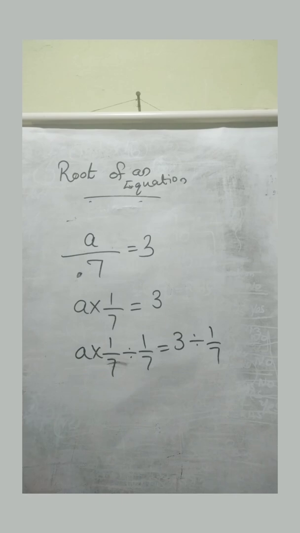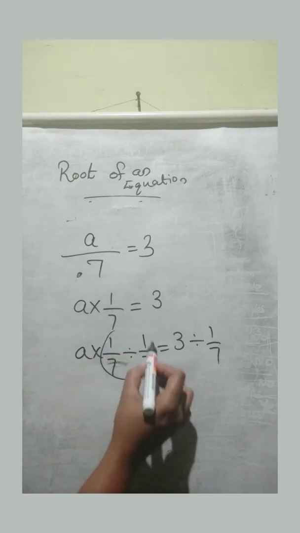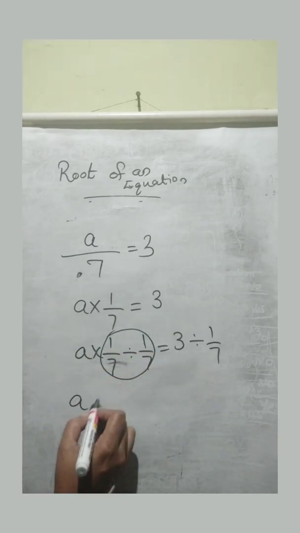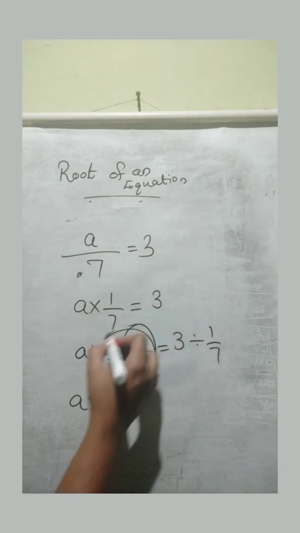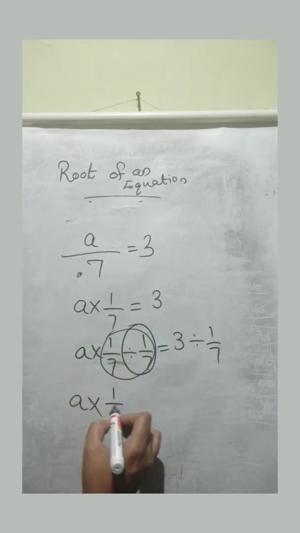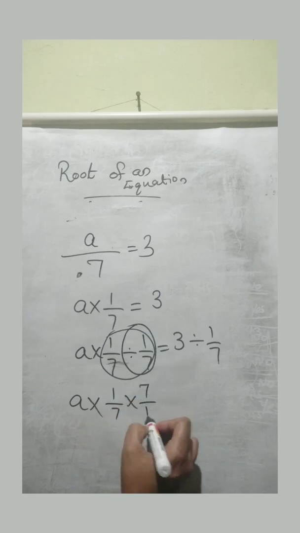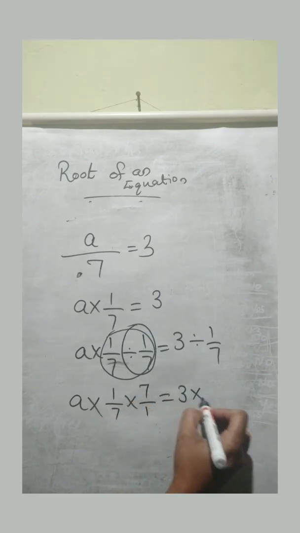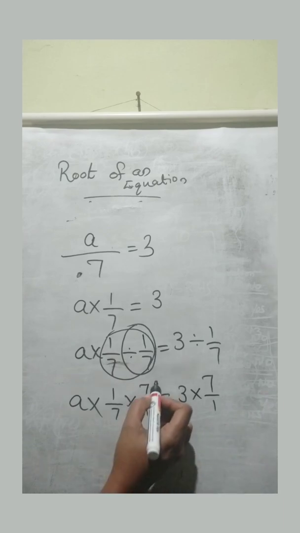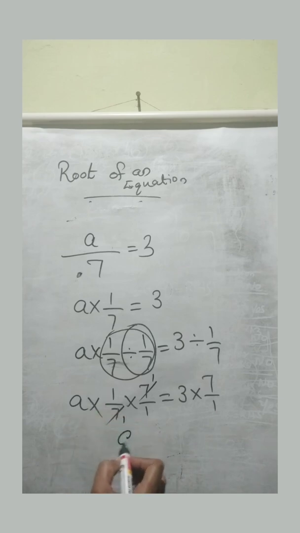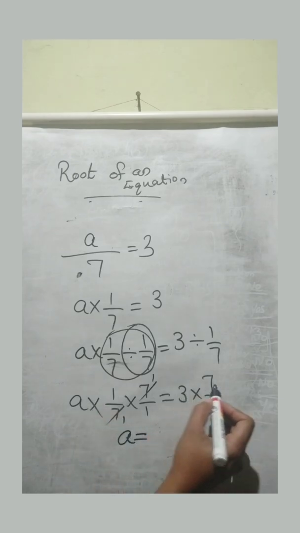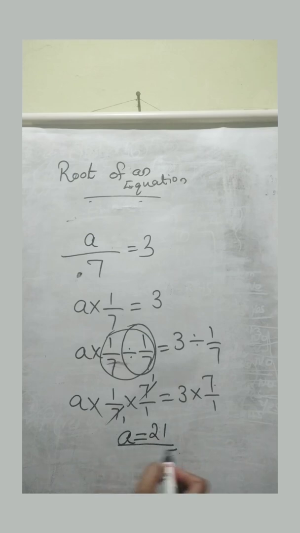Then how can we do this calculation? Here we can take the reciprocal of this divisor. So 1 by 7 multiplied by 7 by 1 is equal to 3 multiplied by 7 by 1. Now we can cancel this 7 and this 7. So here 1, here also 1. So we got a is equal to 3 times 7, which is equal to 21. 21 by 1 is equal to 21 itself.